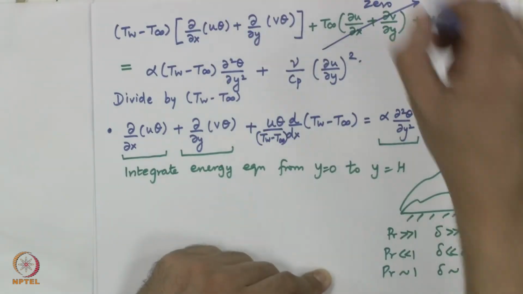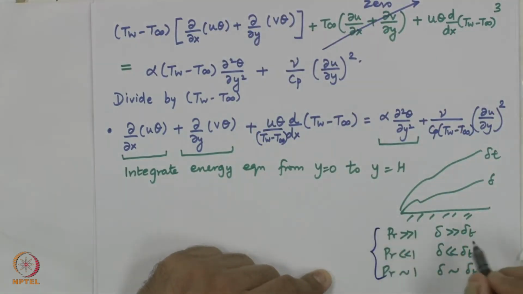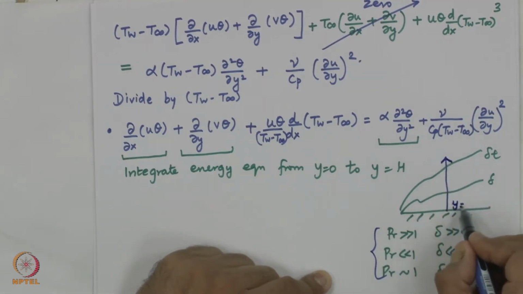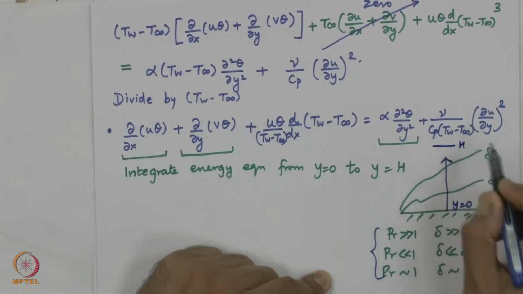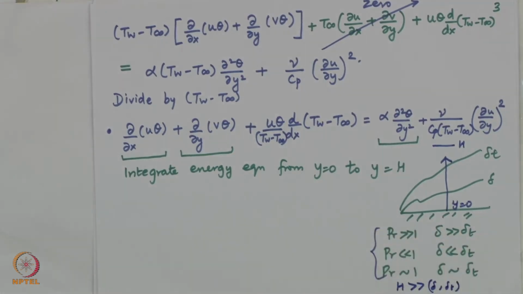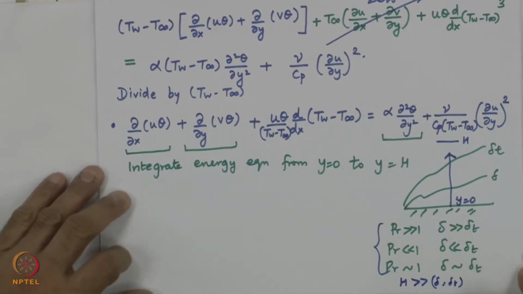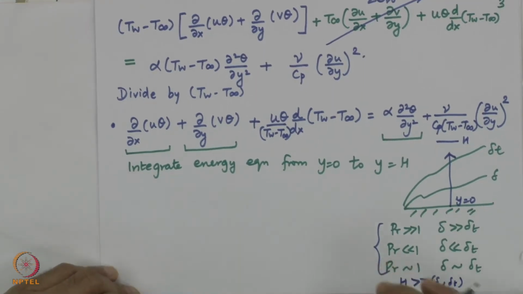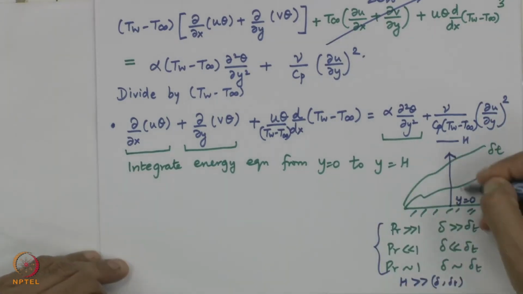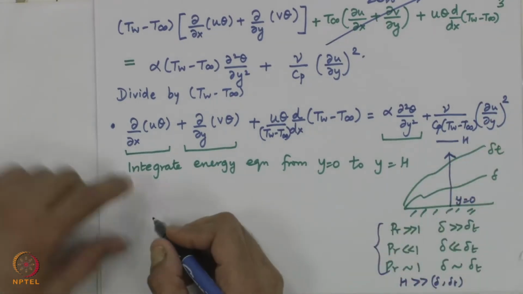Whatever be the general condition of the fluid, the integration is carried over from y equal to 0 to some h which is far away from delta or delta t. So, h is much greater than delta and delta t, whatever be the case. So, we do not have to worry about which Prandtl number fluid we are integrating for, low Prandtl number or high Prandtl number, it does not matter. Whatever be the variation, this so called h is far away from the wall, and therefore, the integration is possible.